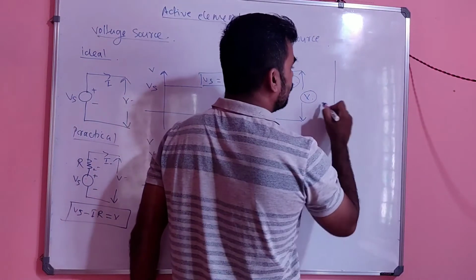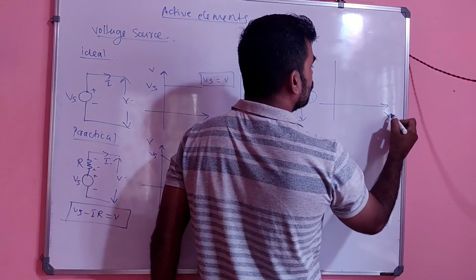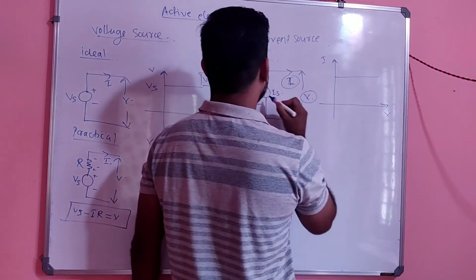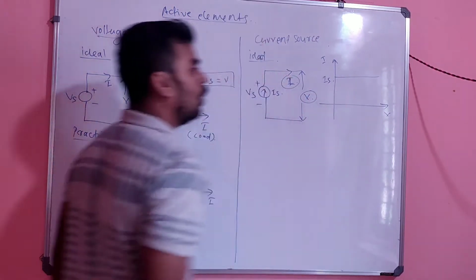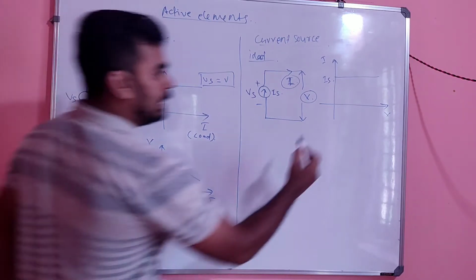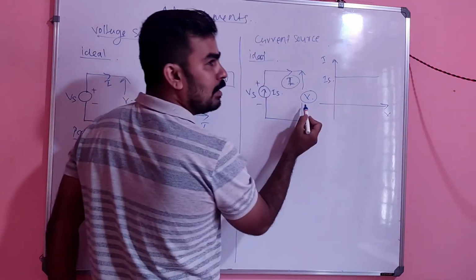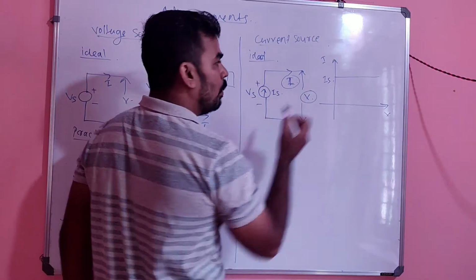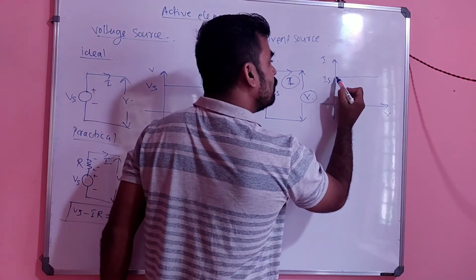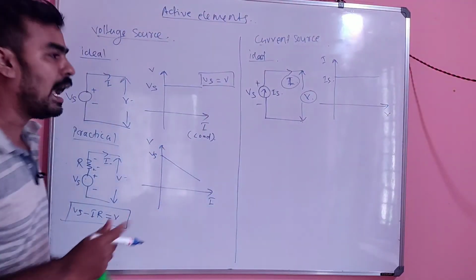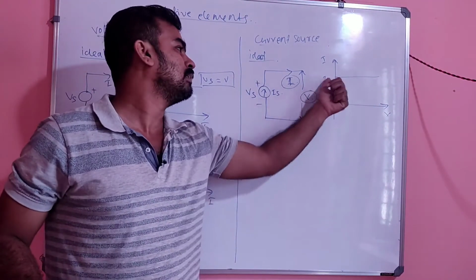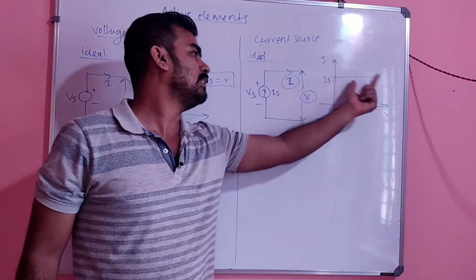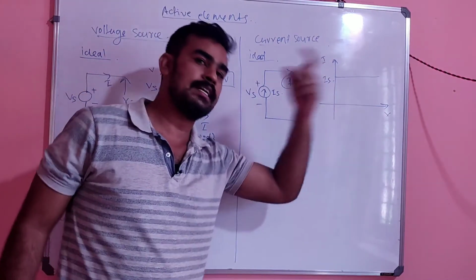Let's take the graph again. So this will be the V and I graph. There will be a constant current, which is called Is, all the time. Irrespective of the load or voltage across the terminal, the value of I will be constant all the time. That is nothing but Is. This is called the ideal current source.